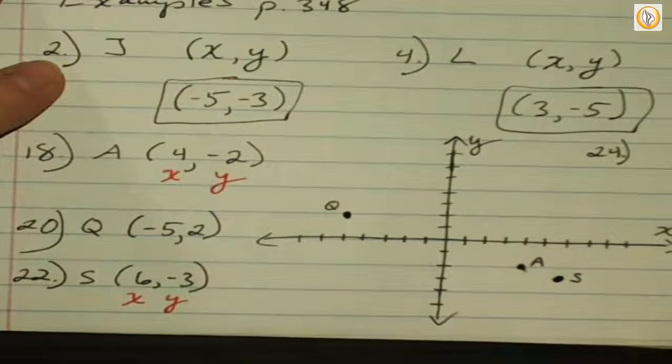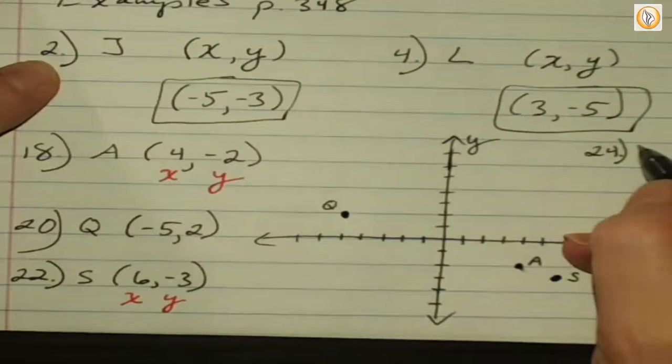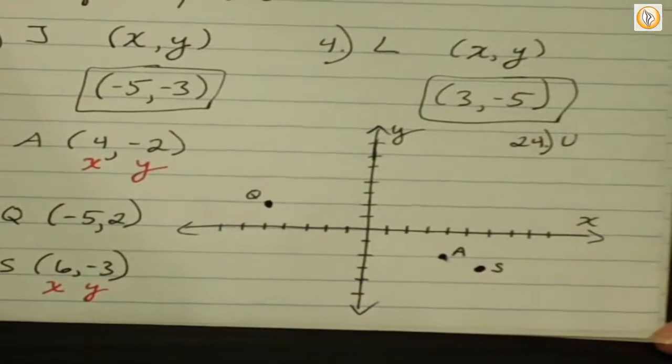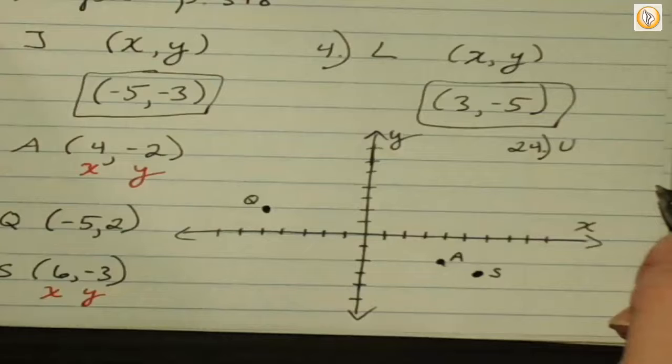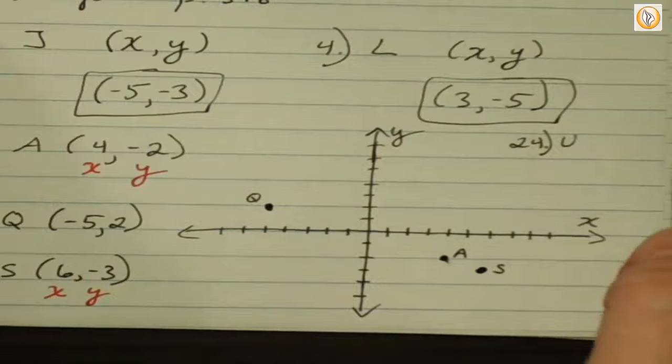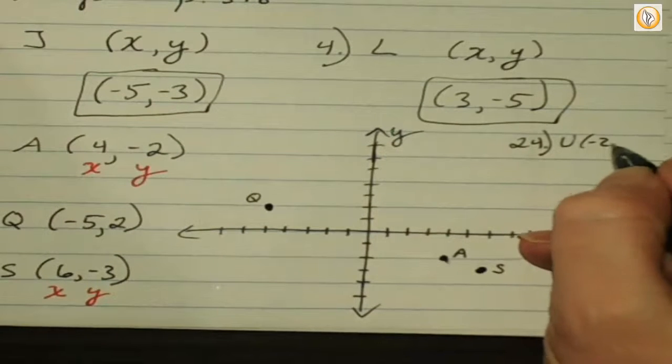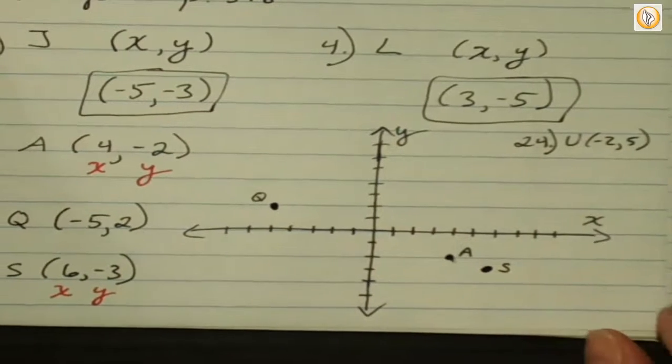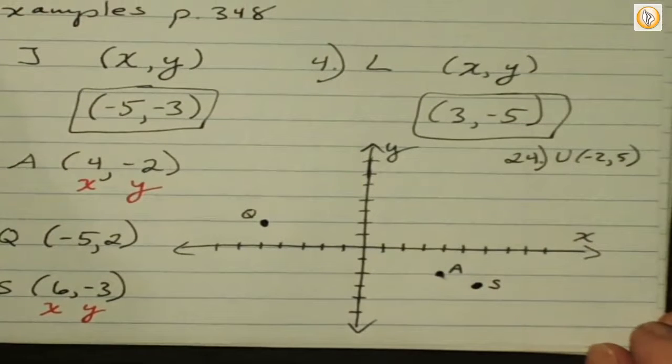24. And that is U. All right, like this. Which is -2 and 5. Okay, so Talia, -2 and 5.